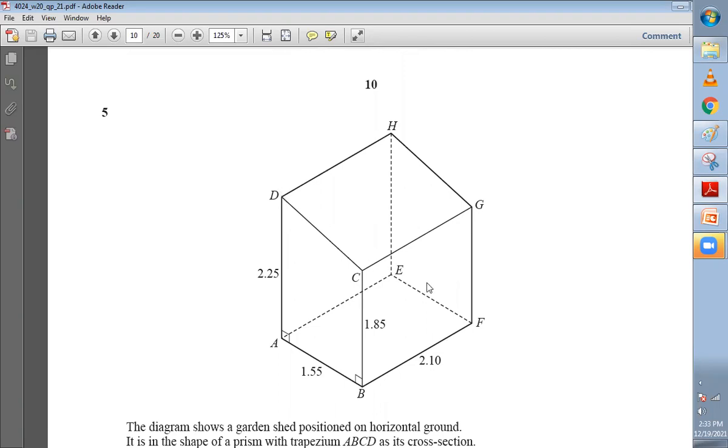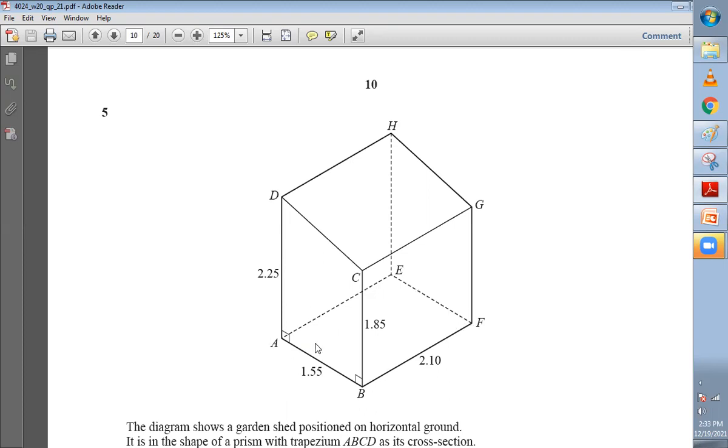If you join D with the F, it will be a right angle. AFD will be a right angle. The right angle will be here. So first of all, I will take the ABF triangle. It's also a right angle triangle. Its one side is 1.55, the other side is 2.10. I will find the length of this diagonal AF.